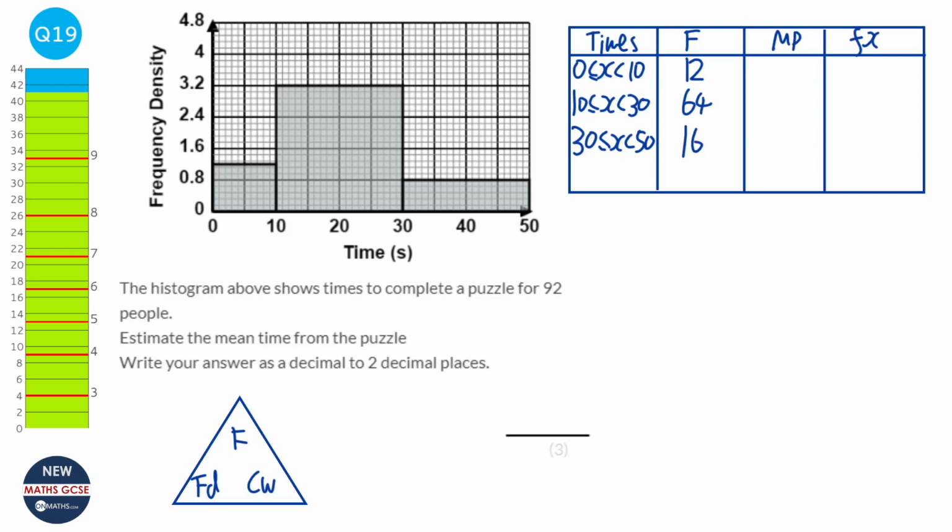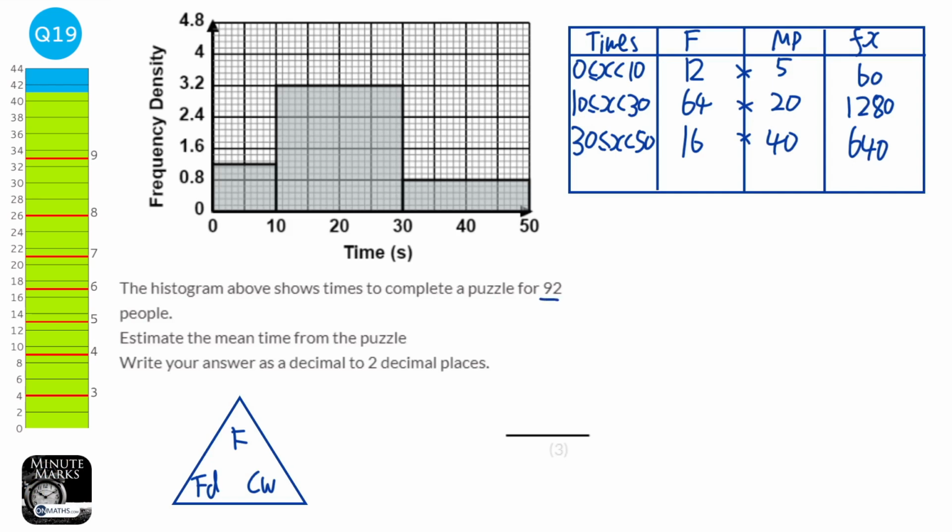Okay, so we've got our table from the histogram, and we're asked to find the mean. So hence us doing the midpoint, etc. So the midpoint is 5, 20, and 40. And then the fx, we just times these together, and that would be 60, 1280, and 640. Now, something I said earlier is that the frequency density is proportional to the frequency divided by class width. It does tell us there are 92 people, and if you do the sum of the frequencies, you do get 92. So we know that it's a one-to-one relationship.